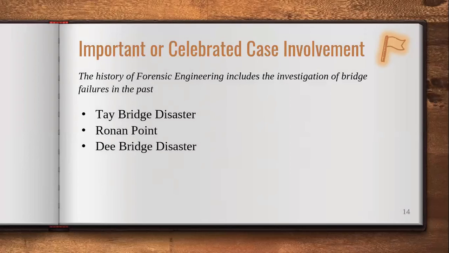Actually, we gave three cases that involve forensic engineering. So the history of forensic engineering includes the investigation of bridge failures in the past. So first is Tay Bridge disaster, Ronan Point, the bridge disaster. So let me just add that these three disasters happened before, very much late in the past.